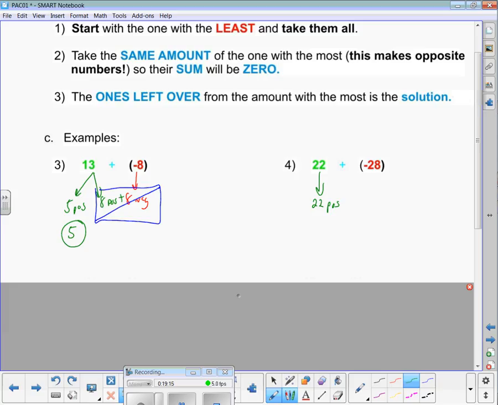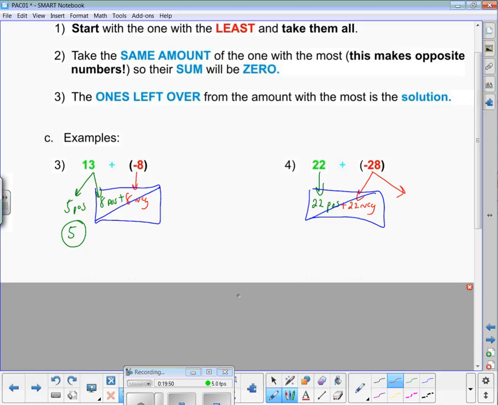I always forget Aaron's name. Aaron, what do I do next? I take 22 negatives out of my 28. So watch. This is a plus. 22 negatives, right? And again, some like to right away box them and cross them out because they're opposite numbers. That's fine. Others like to figure out what's left first. I actually like crossing them off first because now the only thing left is going to be the answer.